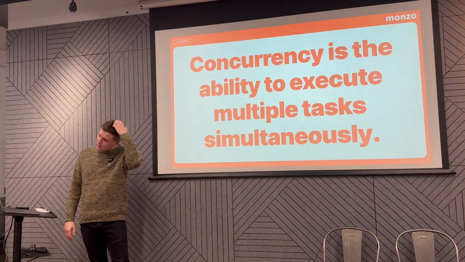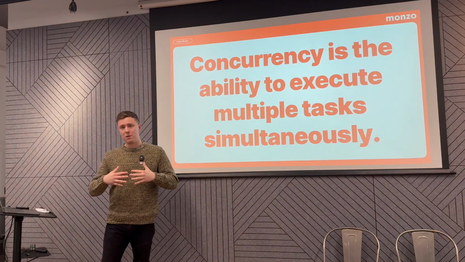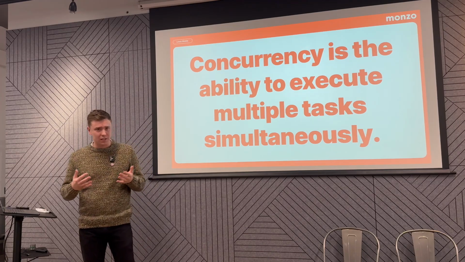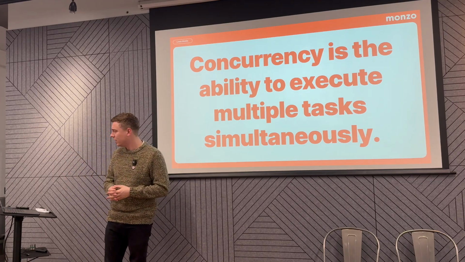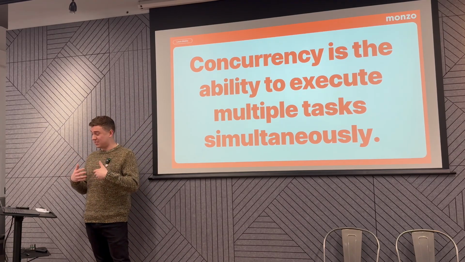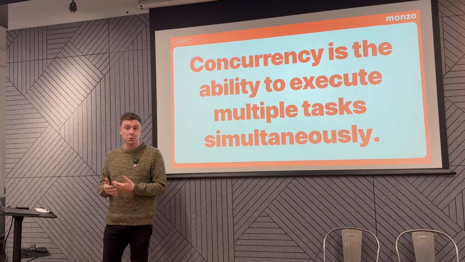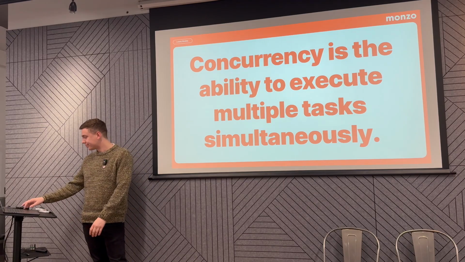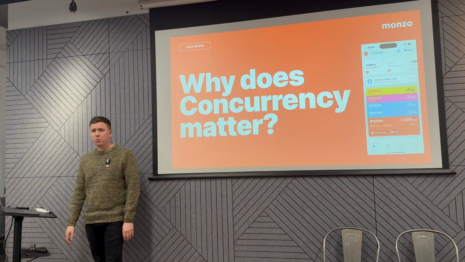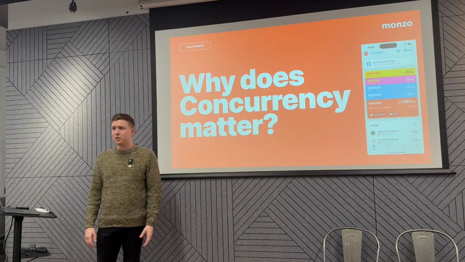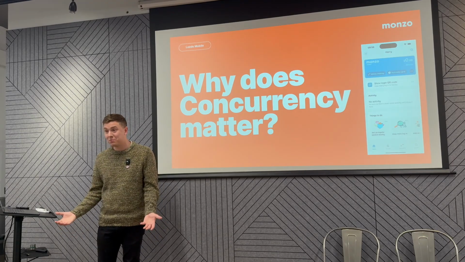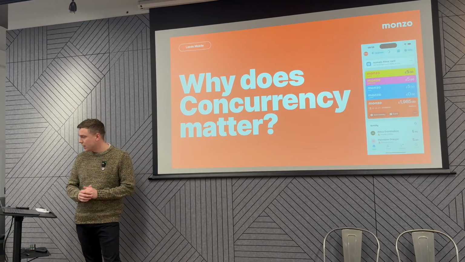Before we get started, I want to set us all on the same page. What is concurrency? Because it means a lot of different things to different people. Concurrency, simply put, I got this from the dictionary, is the ability to execute multiple tasks simultaneously. But why does it matter? Because you can build an app without concurrency. You don't need it. You can very much do without.